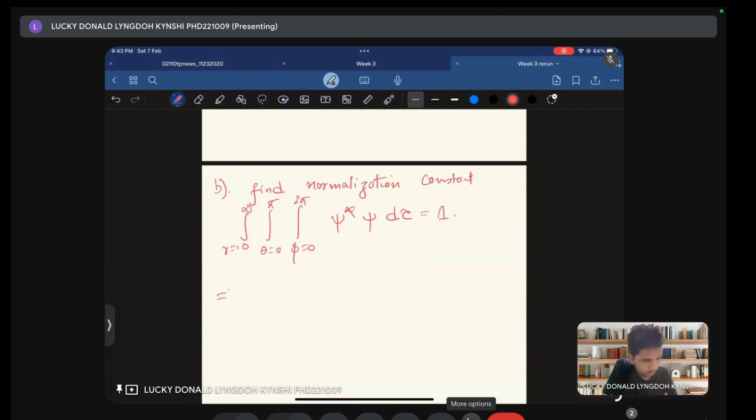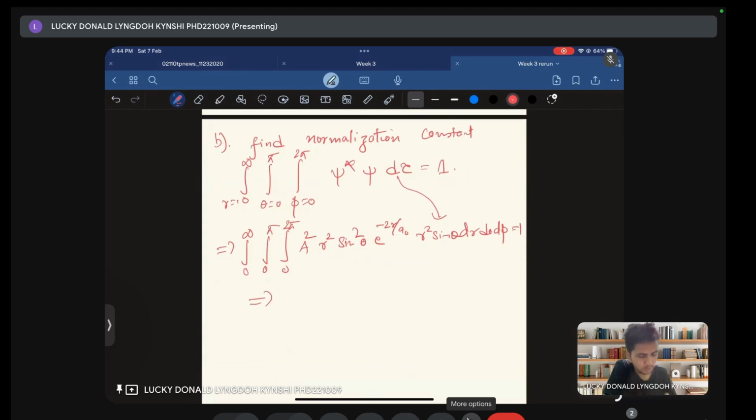Okay, now it also means integrating 0 to infinity, 0 to π, 0 to 2π. And ψ*ψ, since it's real, you can just multiply it again. It will be something like A² r² sin²θ e^(-2r/a₀), and this dτ is actually r² sin θ dr dθ dφ, equal to 1.